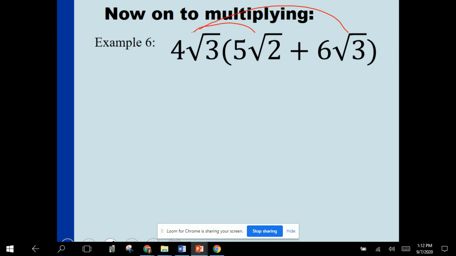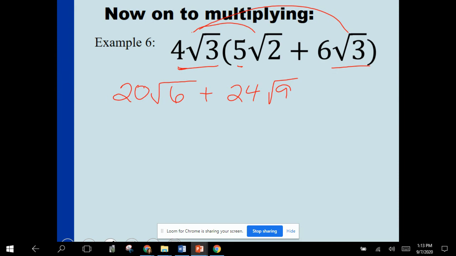The first coefficient is 4 times 5. So 4 times 5 is 20. And the radicand is 3 times 2, which is 6. Now I'm going to multiply 4 times the square root of 3 times 6 times the square root of 3. So I'm going to multiply the coefficients, 4 times 6, and I'll bring the plus sign down. 4 times 6 is 24. And the radicand, 3 times 3, is 9.